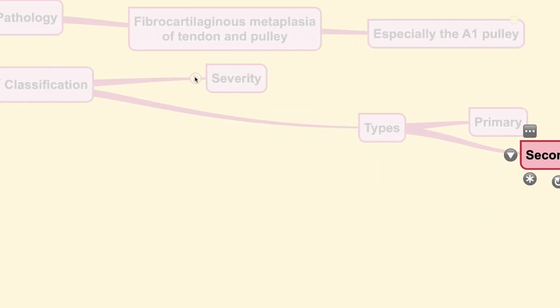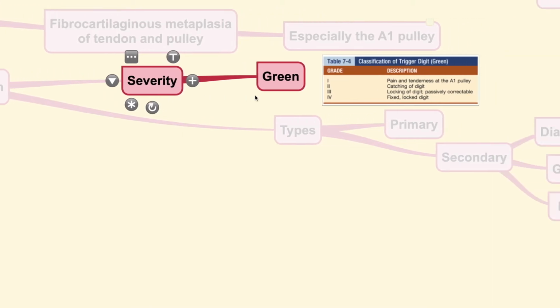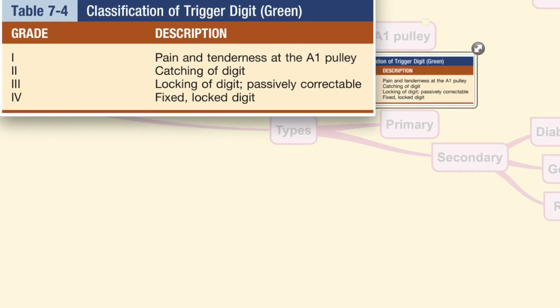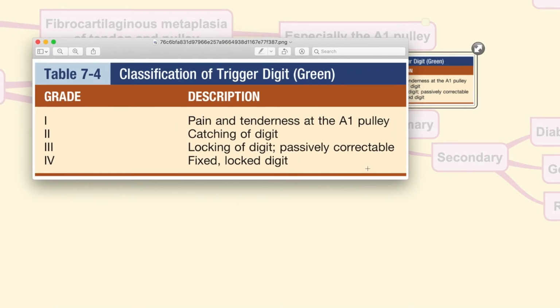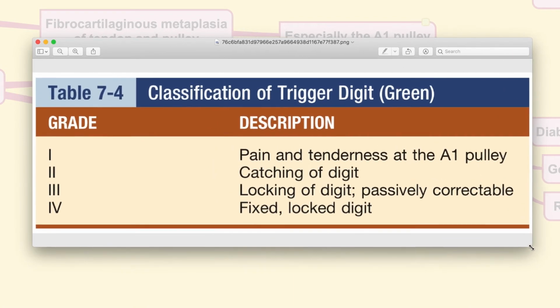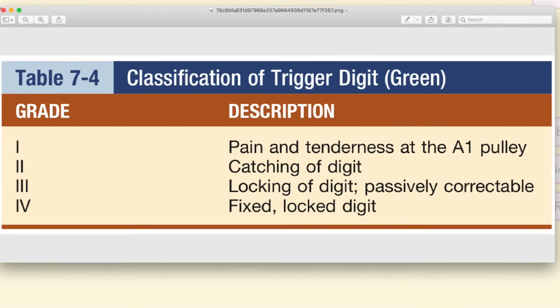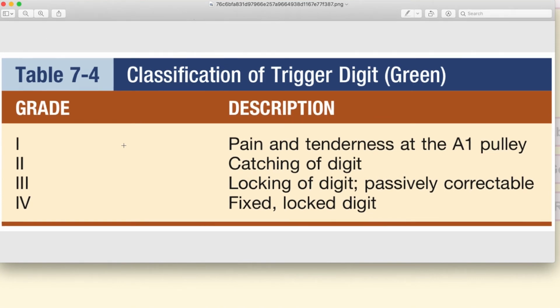For the severity of the trigger finger itself, usually we are using the Green classification, popularized by Green. This classification is rather useful for documentation of patients' progression in your medical record, but for the treatment, sometimes treatment cannot be guided by this classification. As we can see here, the grades are divided into 4 types: 1, 2, 3, and 4.